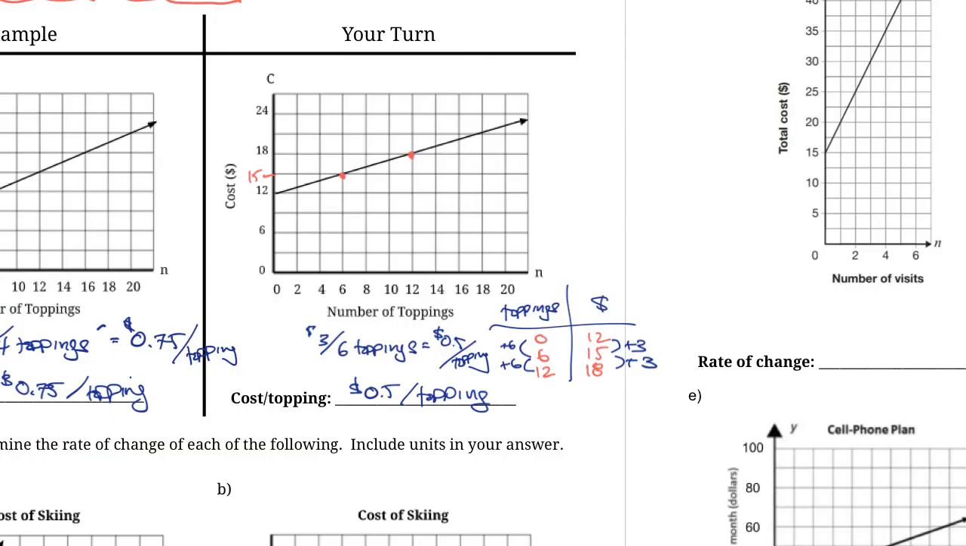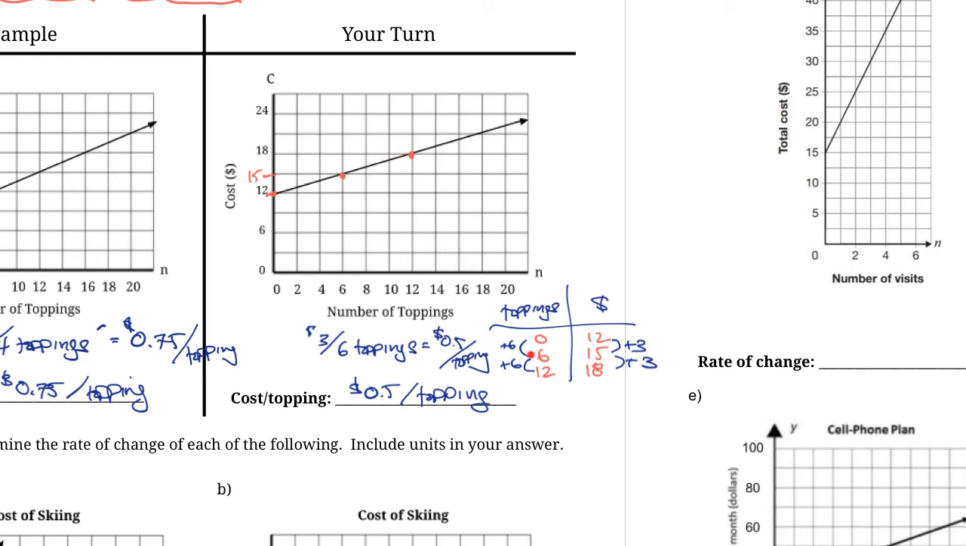So there we go. There's my solution. 50 cents per topping, or $0.5 per topping. The way I did this was I made a table, right? And I looked at the ones that fall right on the corners of the points. So these 2 points and the starting point is a good one. This one starts at $12 for 0 toppings. At 6 toppings cost $15, and 12 toppings costs $18.